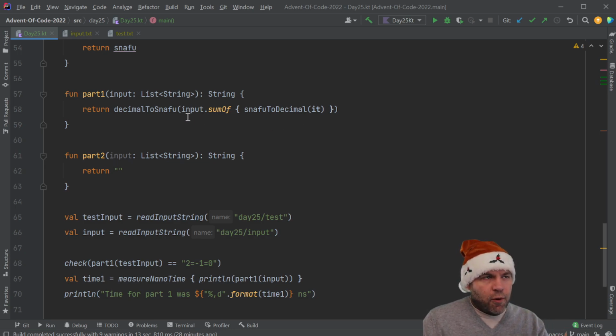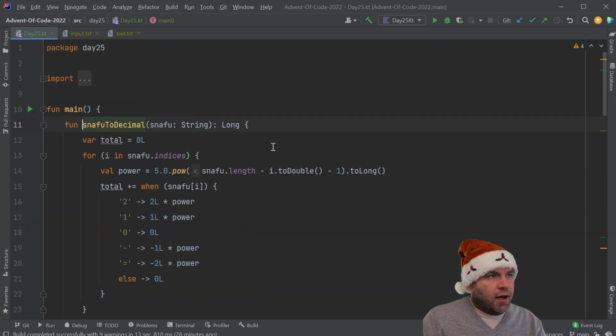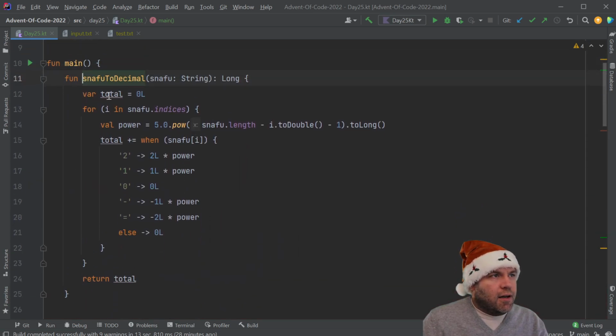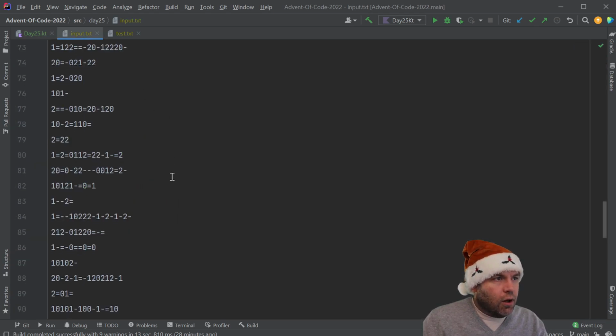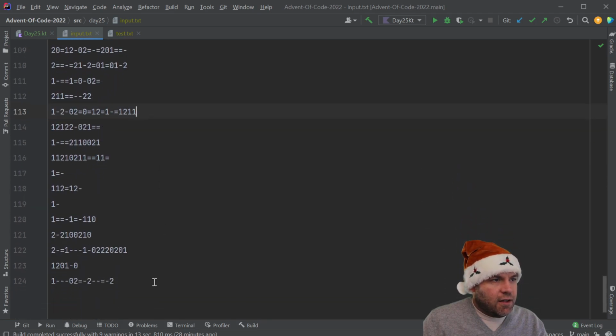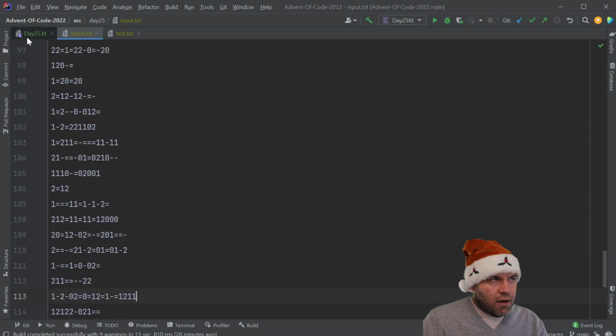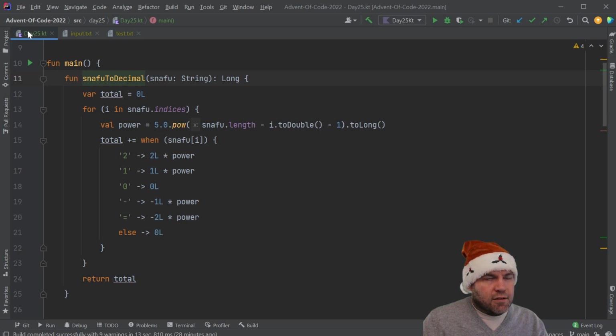If you have both of those functions, the actual loop is pretty easy. Basically, we just take our input, we map it from SNAFU to decimal, we sum them up, and then we send the whole thing to decimal to SNAFU. Easy enough. So let's walk into that first one. SNAFU to decimal: we're going to take in a SNAFU string, and we're going to return a long. And you are going to need a long because some of these get to like 20-something characters, which 5 to the 20th is a lot. It's way more than an int is going to hold.